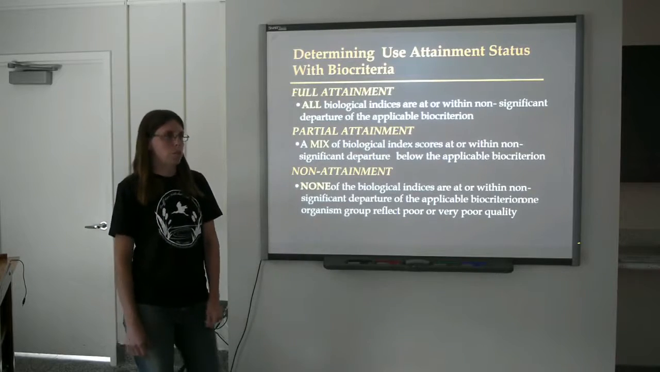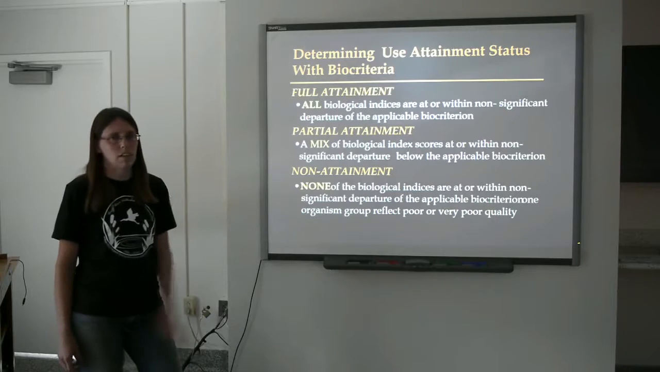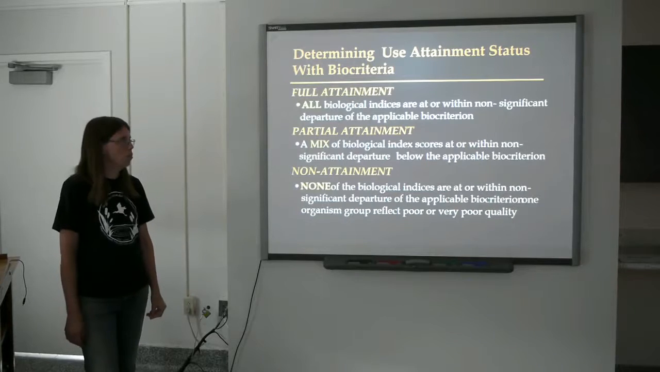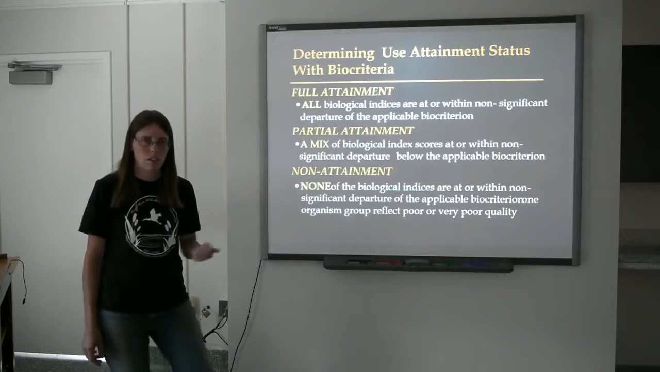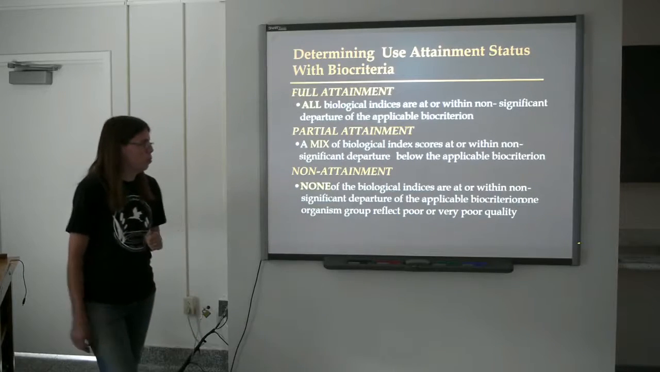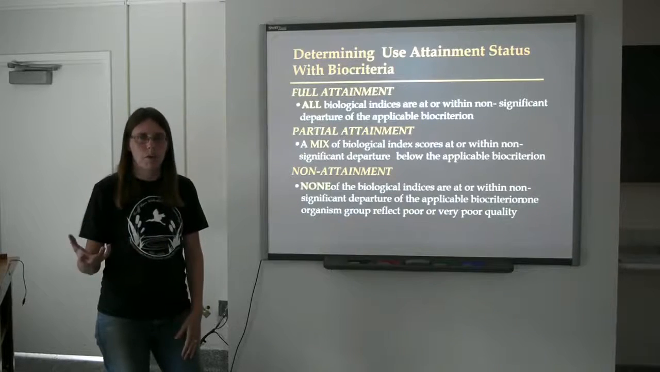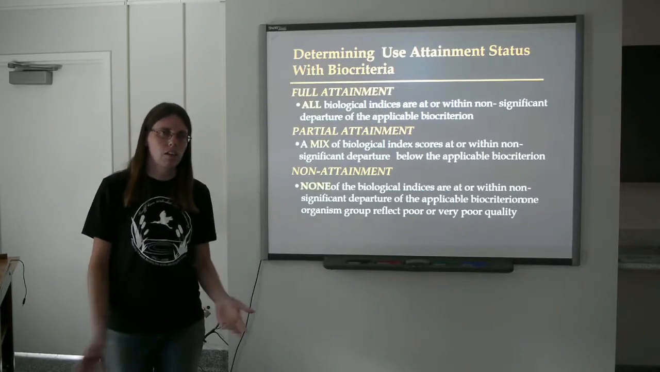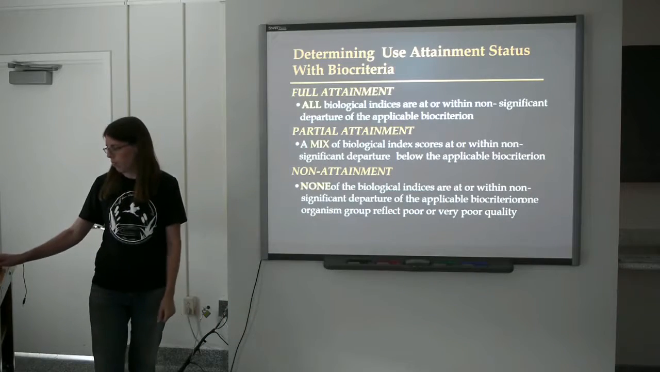Aquatic life uses can be fully attaining, partially attaining, and not attaining. For a stream segment to be fully attaining its aquatic life use, all of the biological indicators must be meeting the criteria. For a stream to be partially meeting, some aquatic life might be meeting, some might not. For a stream segment to be totally non-attaining, none of the biological indicators will be meeting the criteria.